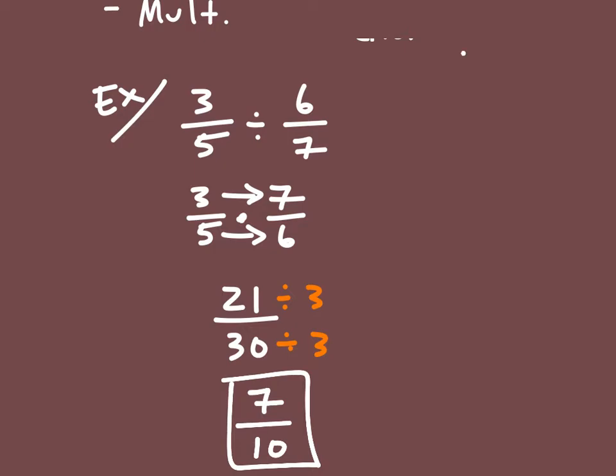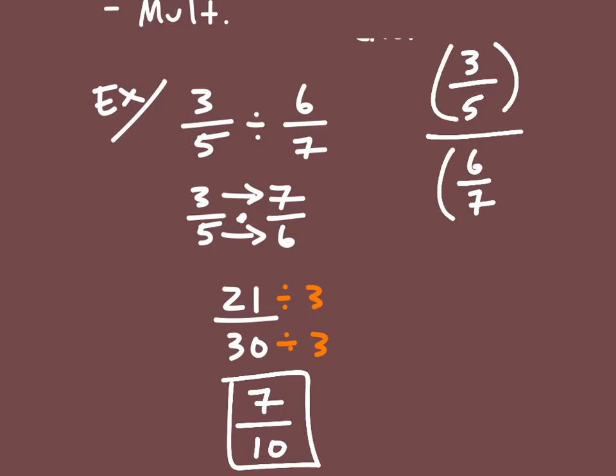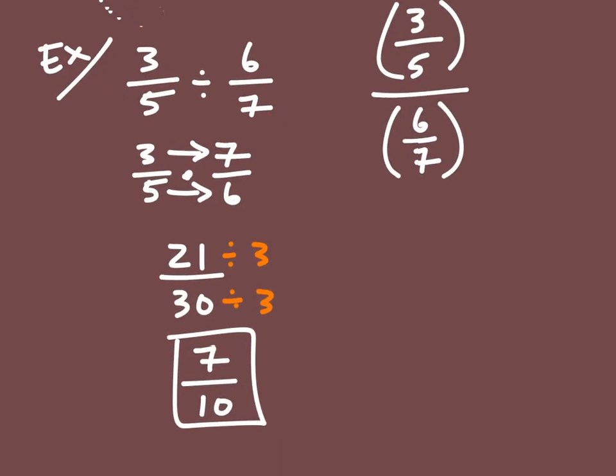Now, you might also see this. If you've got, say, 3/5 divided by 6/7, you have one fraction being divided by another, and this other symbol here is a division sign. So your next step down would be to say 3/5 divided by 6/7, and from there, you would do the exact same thing. So it kind of just depends on how this looks.